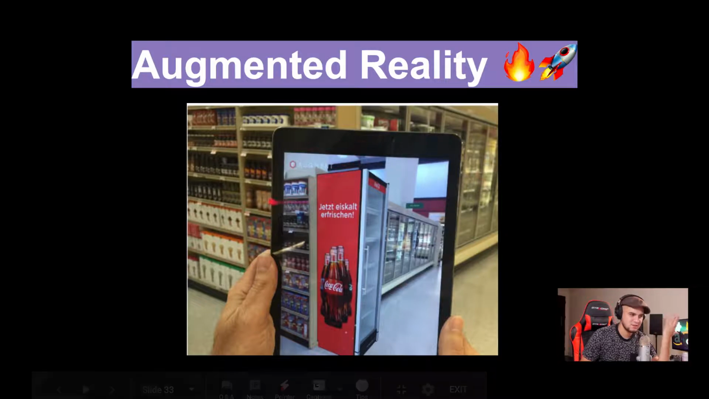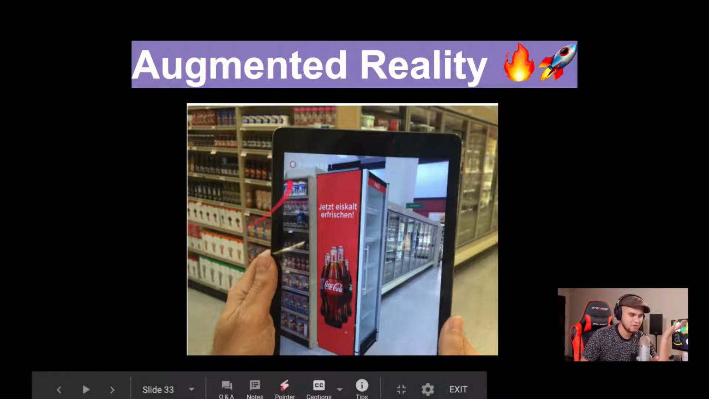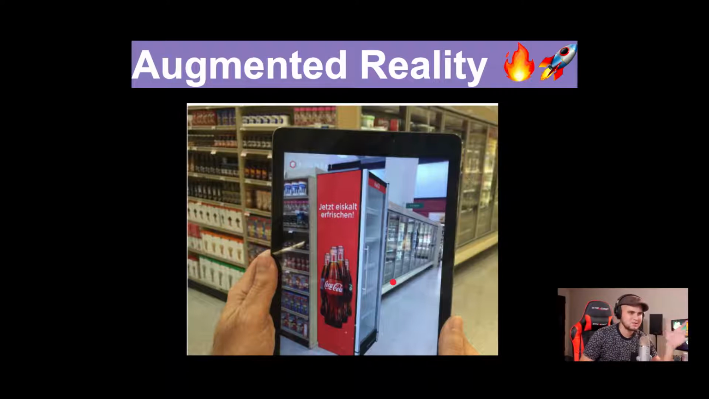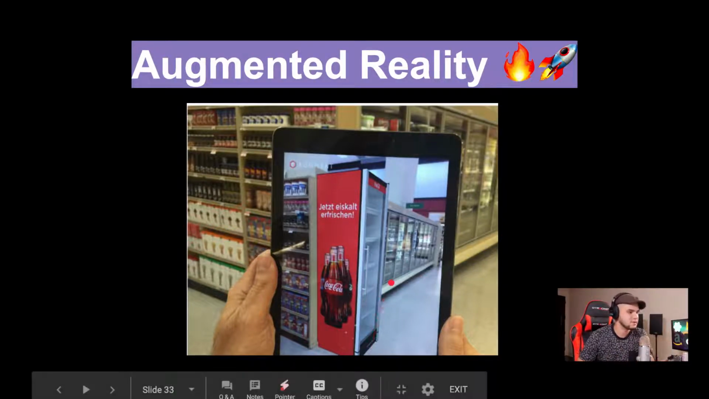So let's say this is a grocery market. You put your phone right here and you can see how that specific machine would look in your store. So they're using AR to sell business to business. That is insane, guys. Love it. I love it so much.